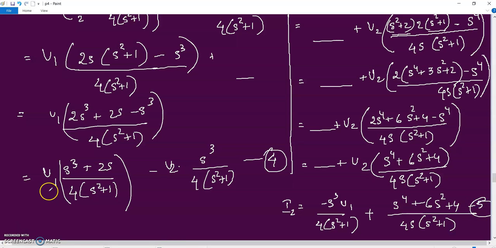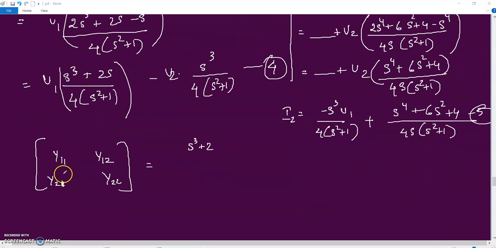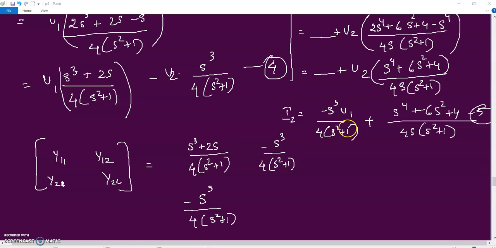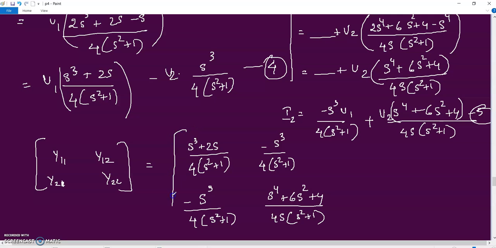So from equations 4 and 5 we can get the Y parameters. Y11 is the term along with V1 in equation number 4. This is Y11. This is Y12, it is minus S cube by 4 (S square plus 1). Then we have Y21, same as that of Y12, minus S cube by 4 (S square plus 1). And Y22 is (S raised to 4 plus 6S square plus 4) by 4S (S square plus 1), this along with V2. So this is the Y parameter for the above circuit.